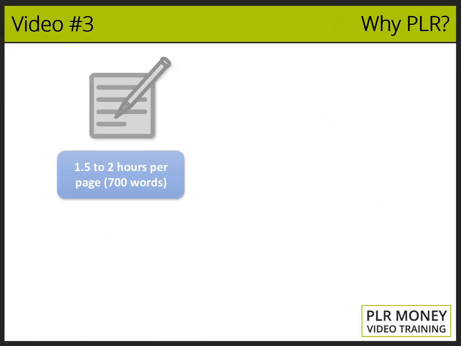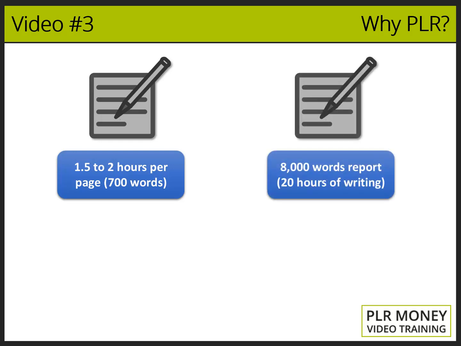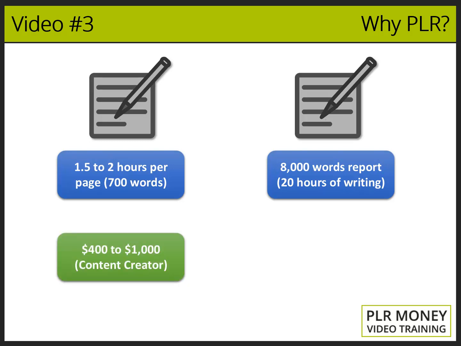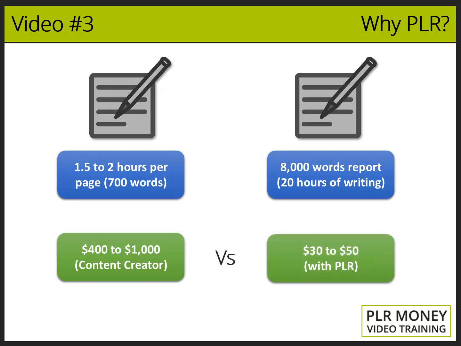The average person, when starting from scratch creating content, spends about 1.5 to 2 hours per page. The typical page contains roughly 700 words, so if you create from scratch an 8,000-word document, you will spend around 20 hours writing. Since the typical writer makes around $20 to $50 an hour, you have just spent between $400 and $1,000 in time. When you consider the low cost of PLR products, $30 to $50 approximately, you know how much more cost-effective and time-saving it can be.